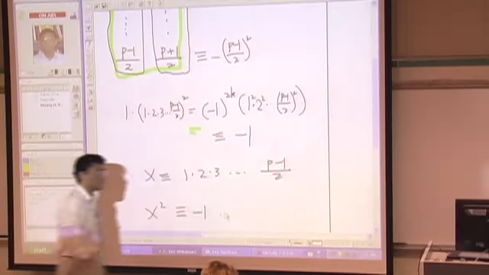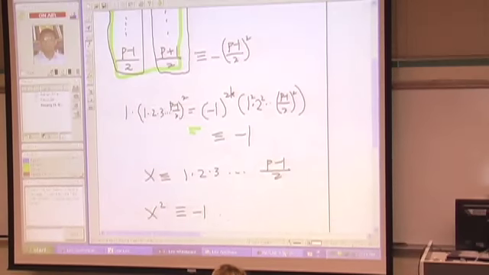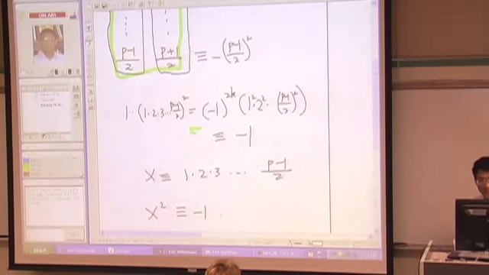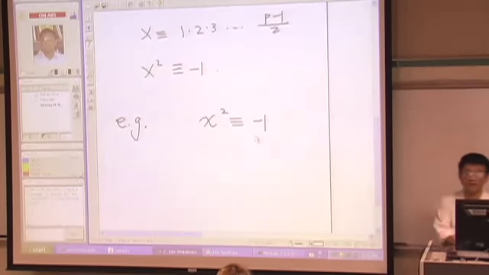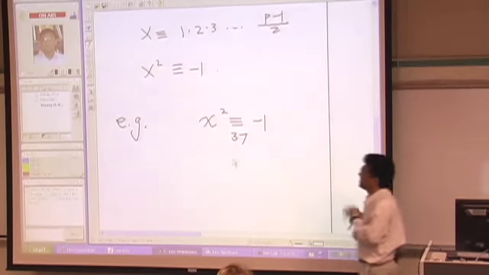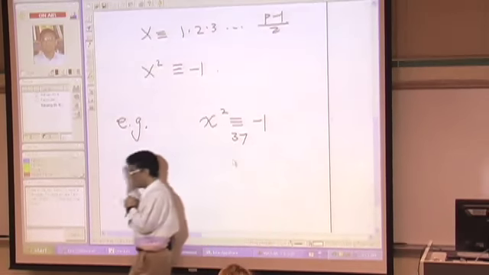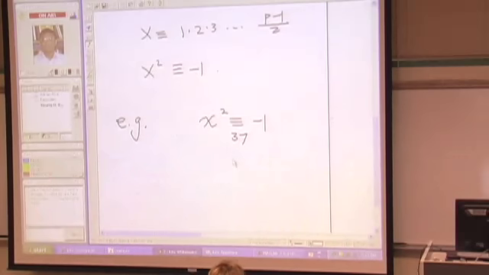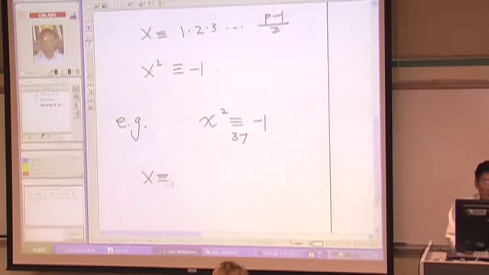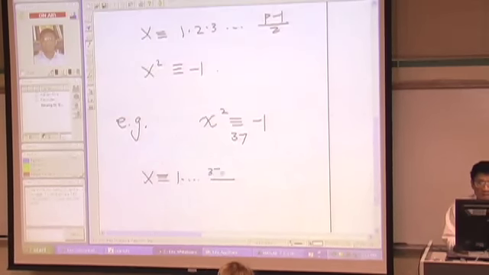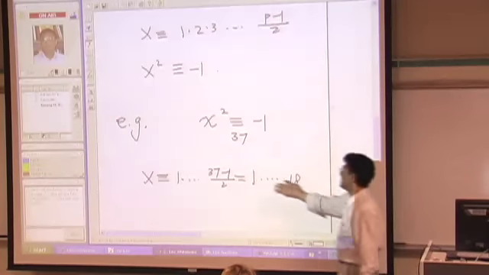So if someone asks you to find the solution, for example, x squared is negative 1 mod something, for instance, 37. I cannot think of a big prime in my head, so I just pick some number like this. Then what should you do? Multiply 1 through 37 minus 1 over 2, or 1 through what? This is 36 divided by 2, 18, right? So multiply these, then it is the solution.